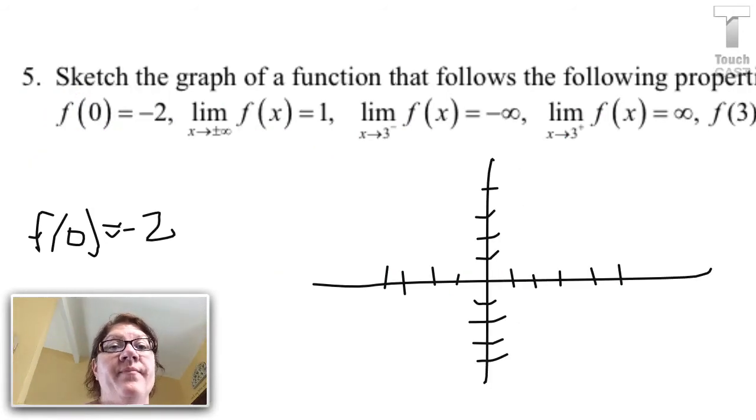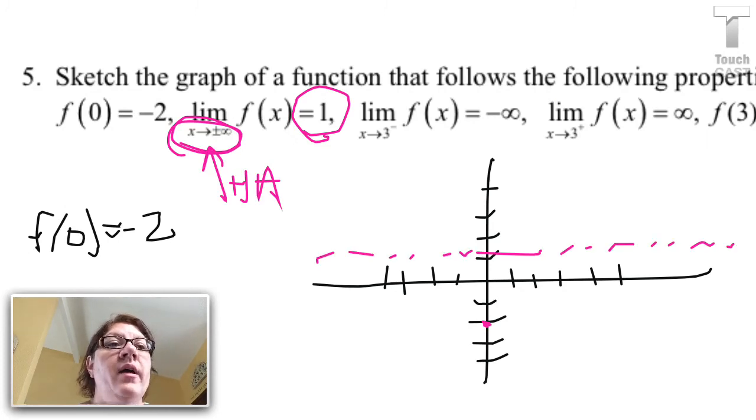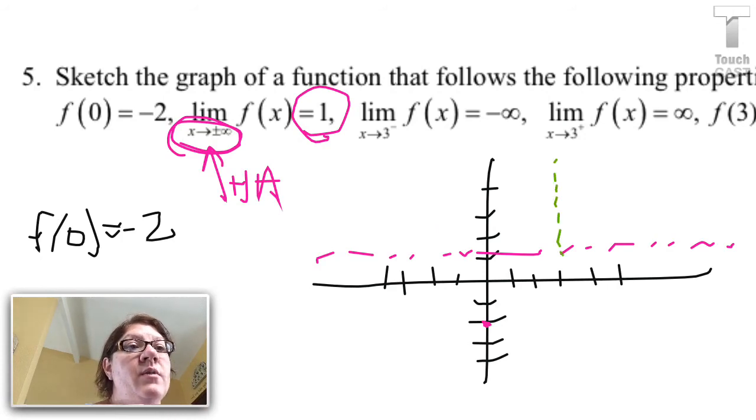Okay, so I gotta talk fast, only got a minute. So on this one, I know that when x is 0, y is negative 2, so I'm gonna plot that. And I know that as x goes to plus or minus infinity, so this is really talking about a horizontal asymptote, which is 1. So I'm gonna put in my horizontal at y equals 1. And then as I approach 3 from the negative side, I go to negative infinity. So I've got a vertical asymptote happening at 3. So from the left, I'm going to negative infinity. And from the right, I'm going to positive infinity.